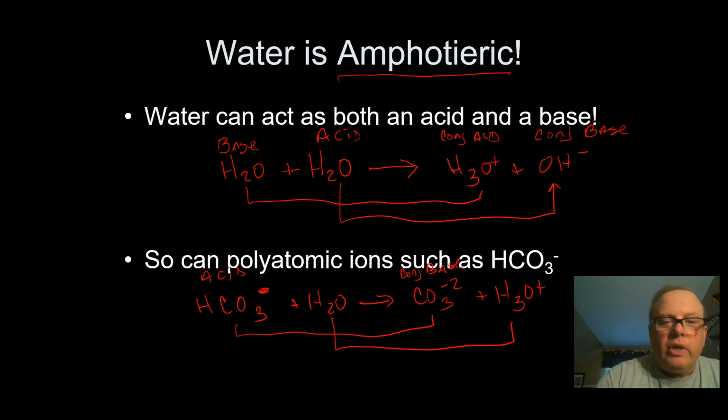Water at this point has acted as the base, and the hydronium formed over here is the conjugate acid. Notice again, as always, my base is connected with my conjugate acid, and my acid is connected with my conjugate base. We're looking at where the hydrogen was transferred from. Here it went from here to here. We lost a hydrogen like that. Here it would have been from here to here.